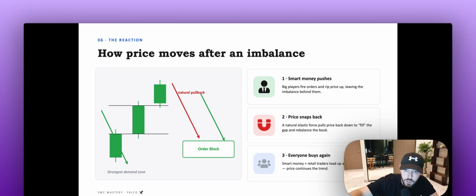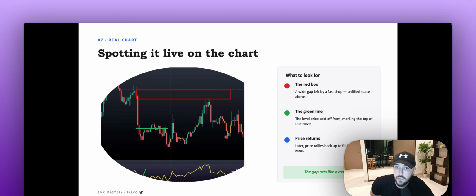But today we need to focus on that 1, 2, 3. Smart money pushes, price snaps back, and then everyone buys again, the price goes back up. It's pretty simple, and we'll try to understand how to take bearish moves and bullish moves with this concept just after. So what you need to understand is the red box here.